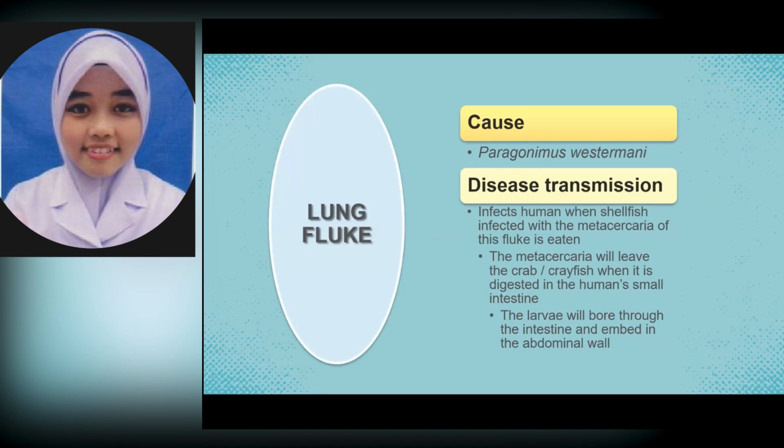And next is lung fluke. Lung fluke cause is Paragonimus westermani. The disease transmission causes infection in humans when shellfish infected with the metacercaria of the fluke is eaten. The metacercaria will leave the crab or crayfish when it is digested in the human small intestine. The larva will bore through the intestine and into the abdominal wall.